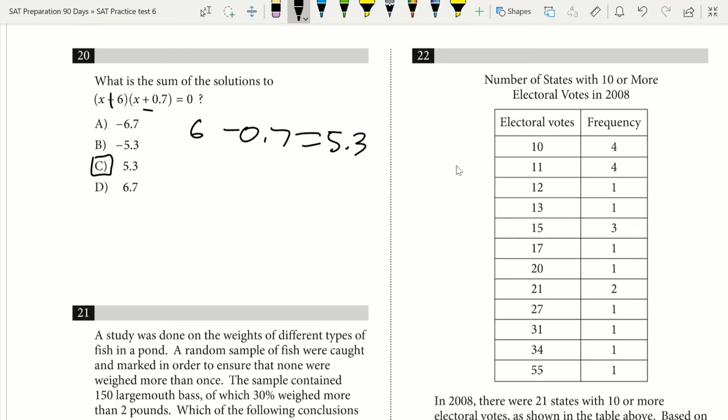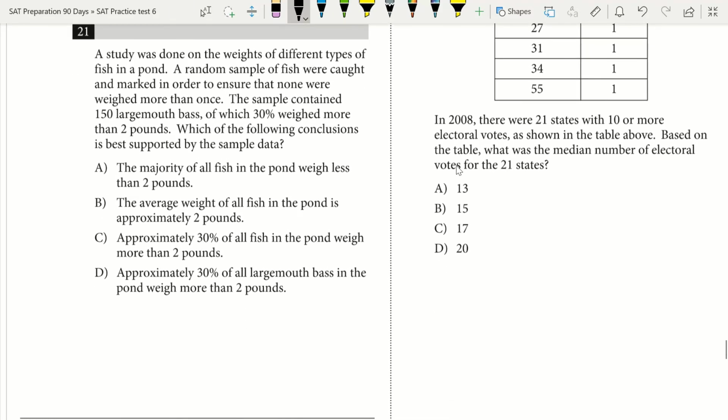All right, number 21. Okay, 21 also doesn't look too bad. A study was done on the weights of different types of fish in a pond. A random sample of fish were caught and marked in order to ensure none were weighed more than once. The sample contained 150 largemouth bass, of which 30% weighed more than 2 pounds. Which of the following conclusions is best supported by the sample data?